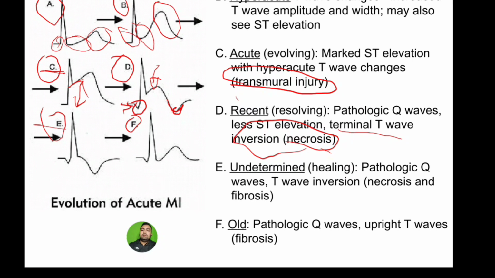In this diagram you can see there is undetermined or healing kind of myocardial infarction. In this, you can see there is pathological Q wave, the ST segment is going to be normalized, and there is deep T wave inversion because of necrosis and fibrosis.